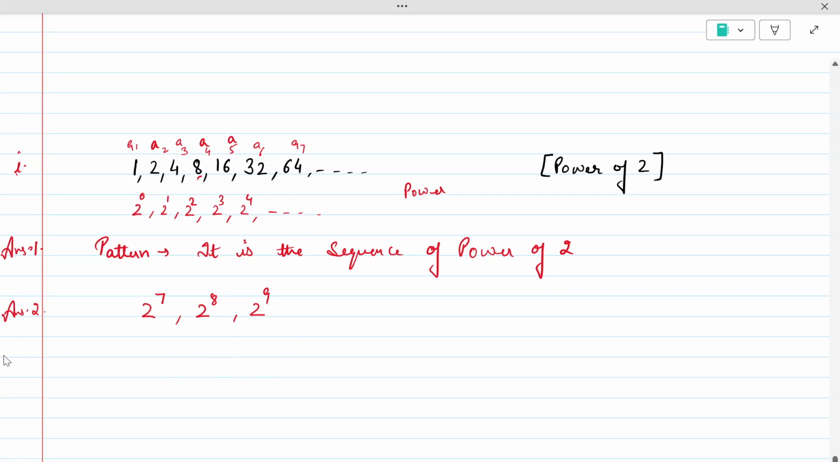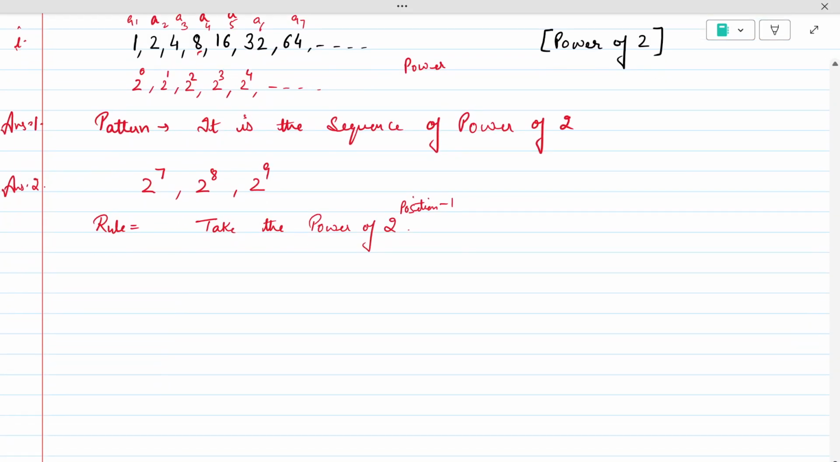Now, the rule. What is the rule? In this case, it is a sequence of powers of 2, and the rule, if you have to find the number, is to take the power of 2 such that the exponent is the position minus 1 for the term you have to find.